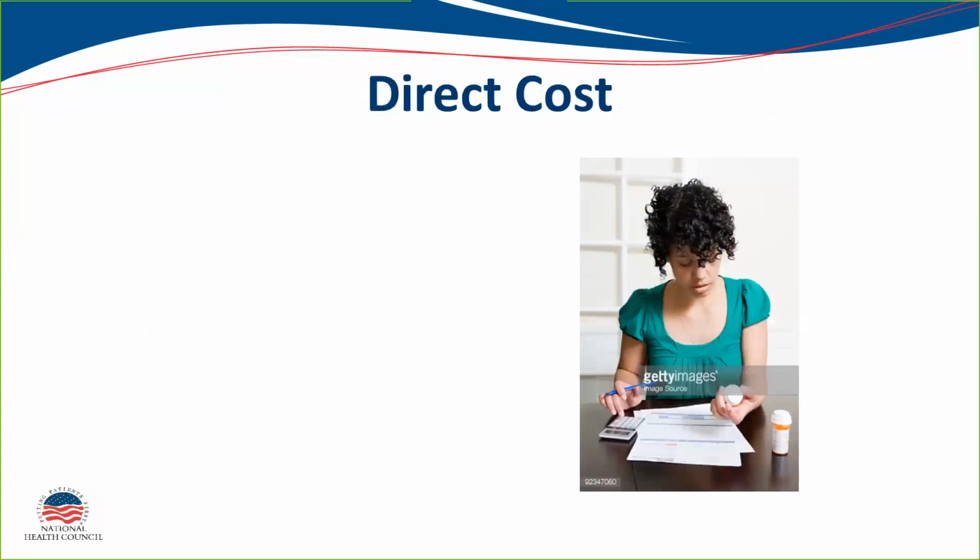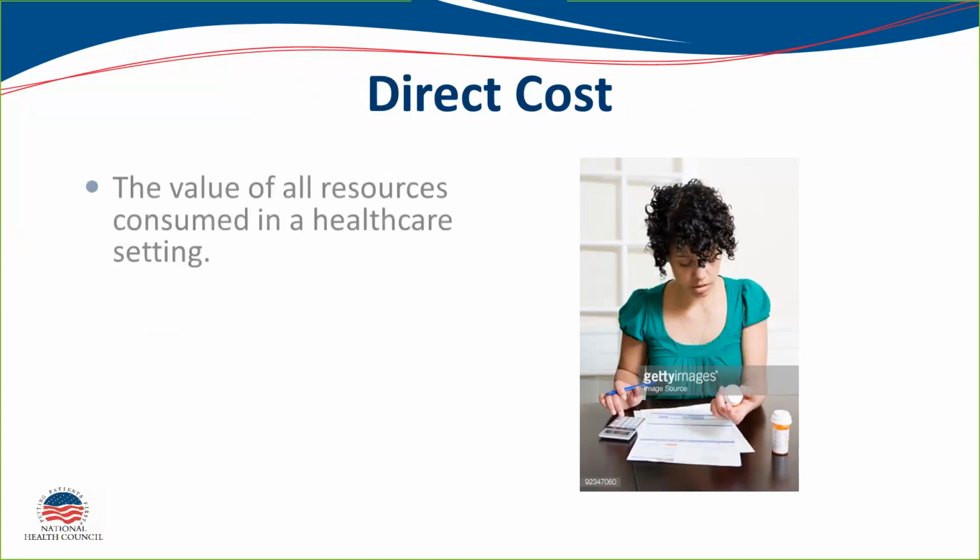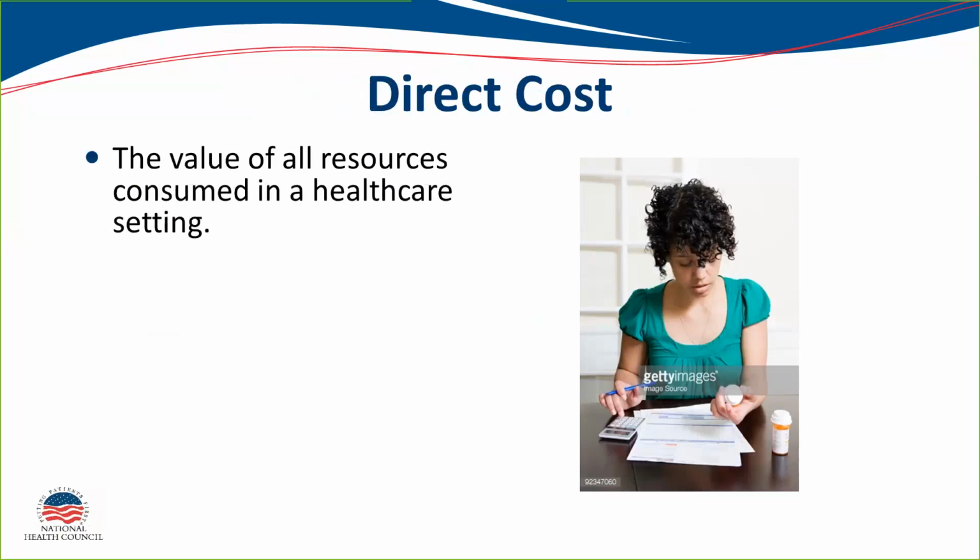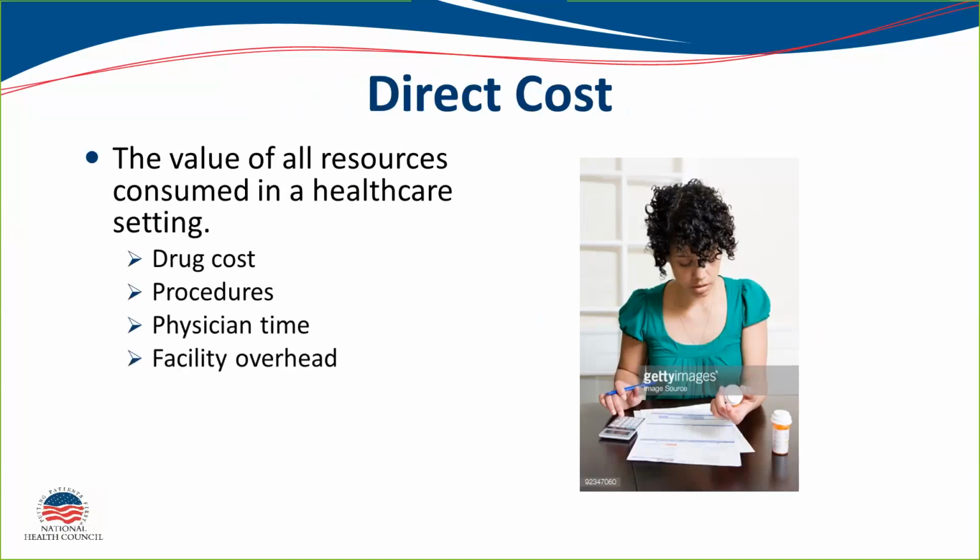So let's shift gears now. We've talked a little bit about efficacy and effectiveness, and let's talk about cost. The first type of cost I like to discuss is the direct cost. This is essentially all the resources that are consumed in a healthcare setting. So this might be your drug cost, maybe the cost for the procedures, the physician time in the process. This may also include a facility overhead fee or overhead charge.